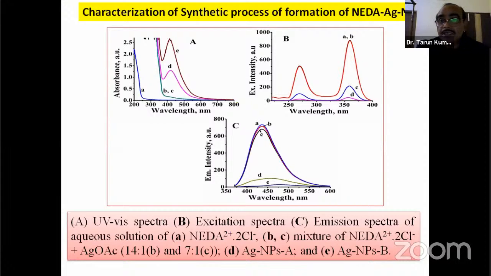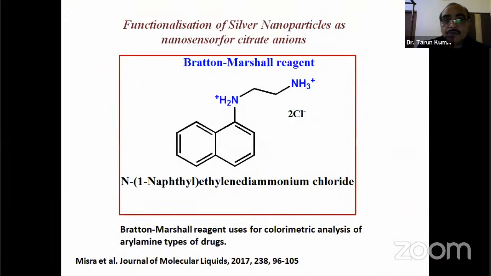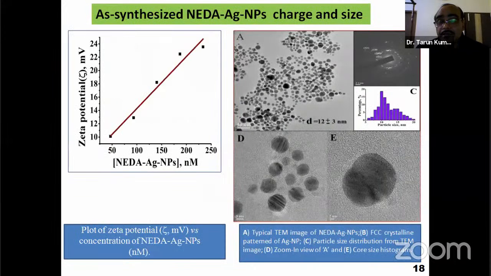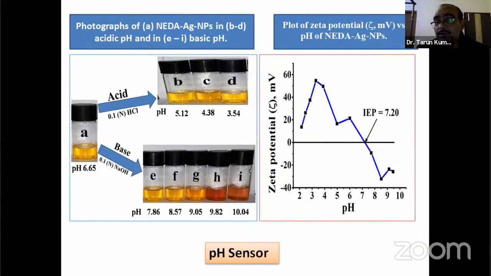So here, that is the reagent we call Bratton-Marshall reagent. So this is fluorescence active. So using the fluorescence, you can also characterize and control the different methods. So here we will see that not only the UV method, but the fluorescence method can also be used for studying the sensing.